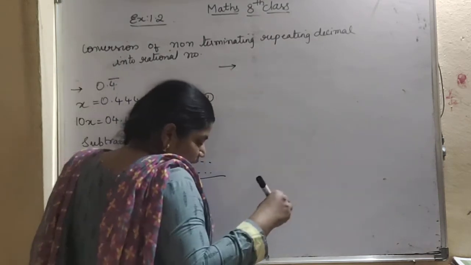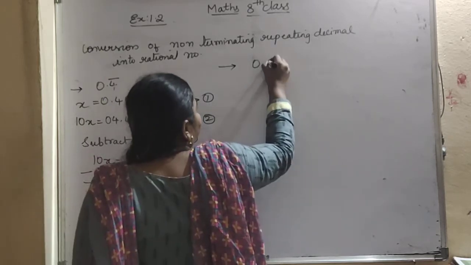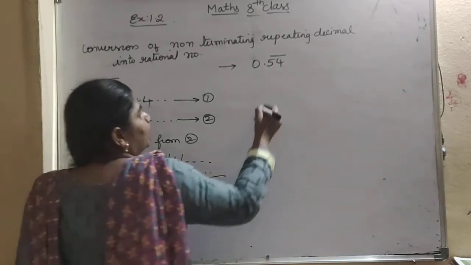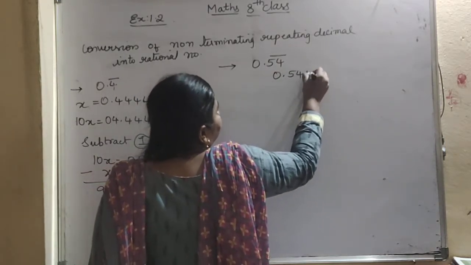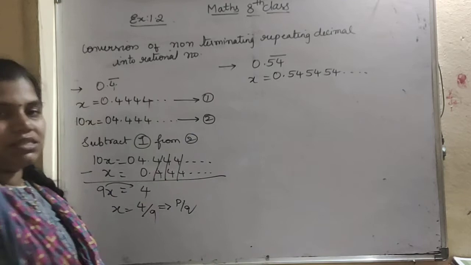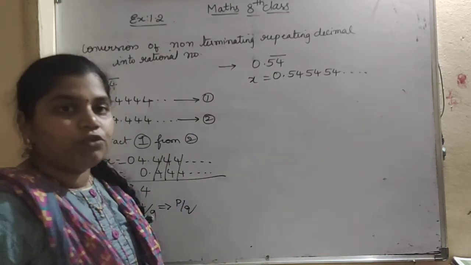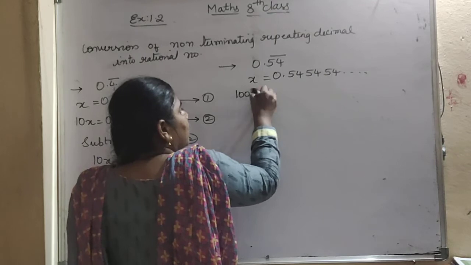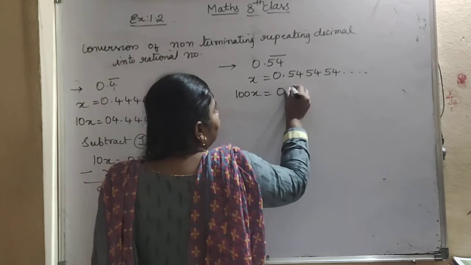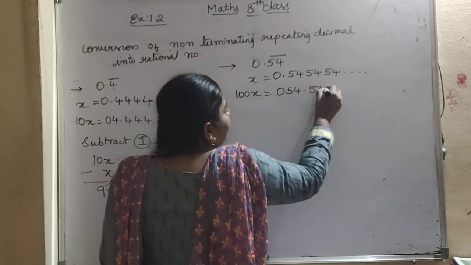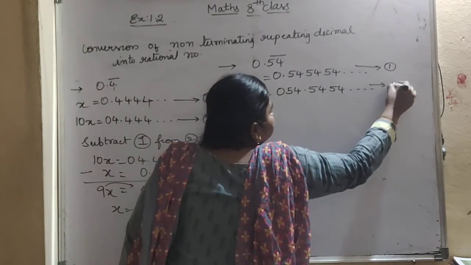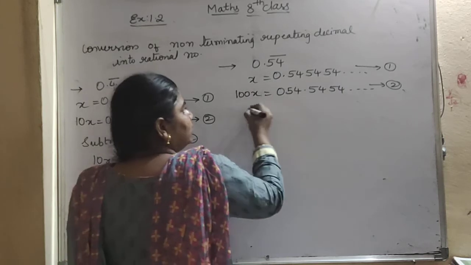One more example we will take. That is 0.54 bar. The bar is for two numbers, so that 54 should be repeated many times. So 0.54, 54, 54 and so on. I am taking this value as x. Now, the bar is for two numbers, so we have to multiply by 100x. And the point should be moved 2 times. So that will be 54.54, 54 and so on. This will be the first equation, this is the second one. Now we have to subtract these two.